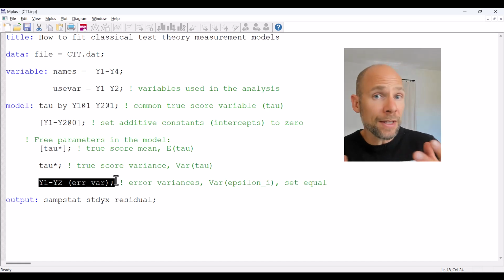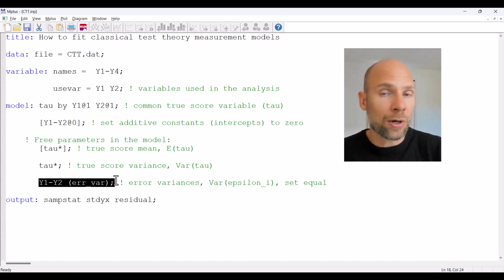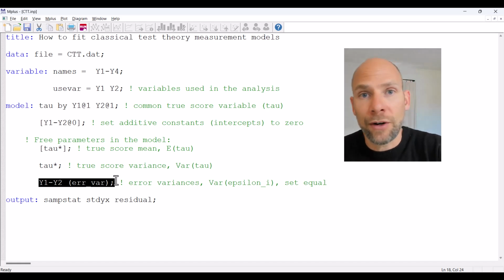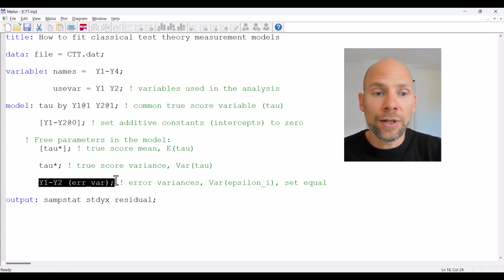So this is a very restricted confirmatory factor model with a single factor, equal loadings, equal intercepts or 0 intercepts, and equal error variances. And so only 3 parameters are estimated here, regardless of the number of observed test score variables that you include. We only have the true score mean as a free parameter, the true score variance as a free parameter, and the common error variance, which is equal across all variables included in the model.